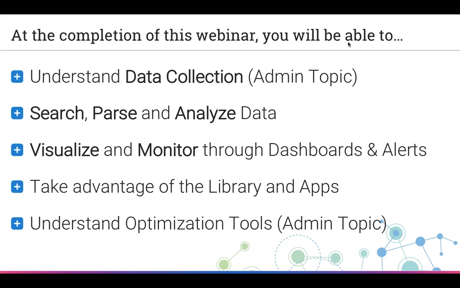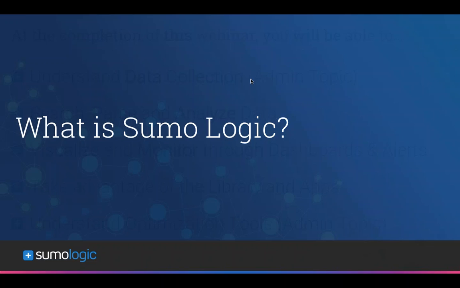on your critical events. You'll learn how to take advantage of the library and the apps that come out of the box. This is content that already exists, and you can readily take advantage of it. And we will talk a little bit about optimization tools. This is an administrative and an advanced topic, but I will definitely start talking about that so that you can start thinking of what's coming up for you as you start analyzing your data. All right, so let's jump into this.